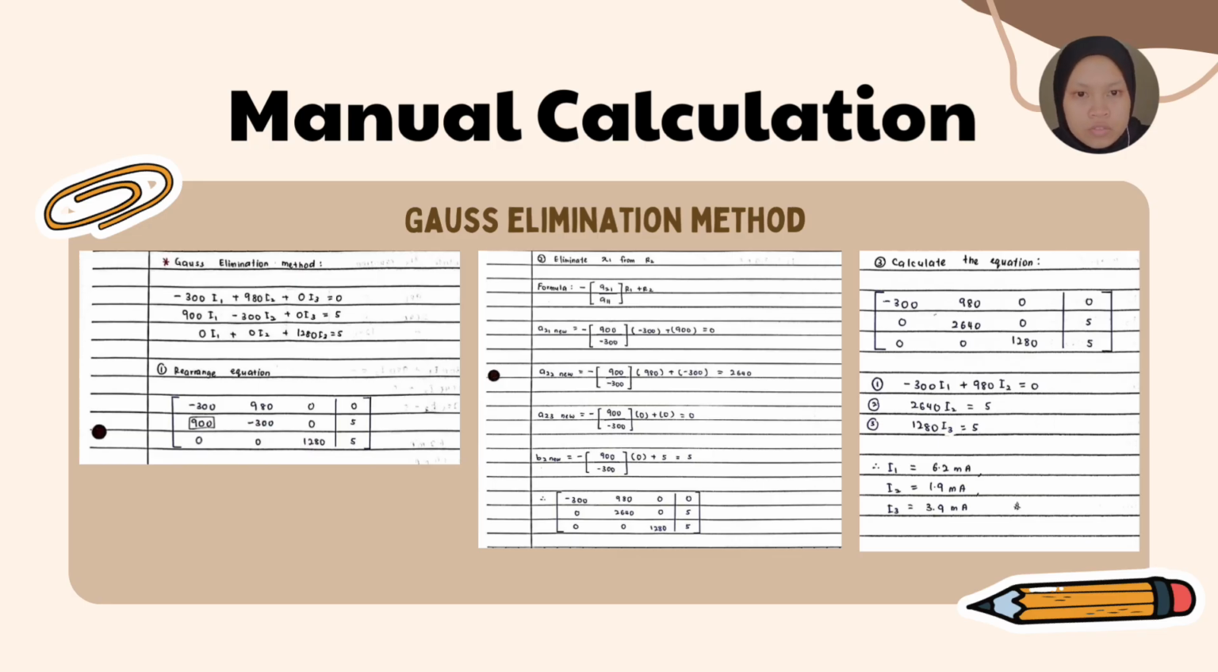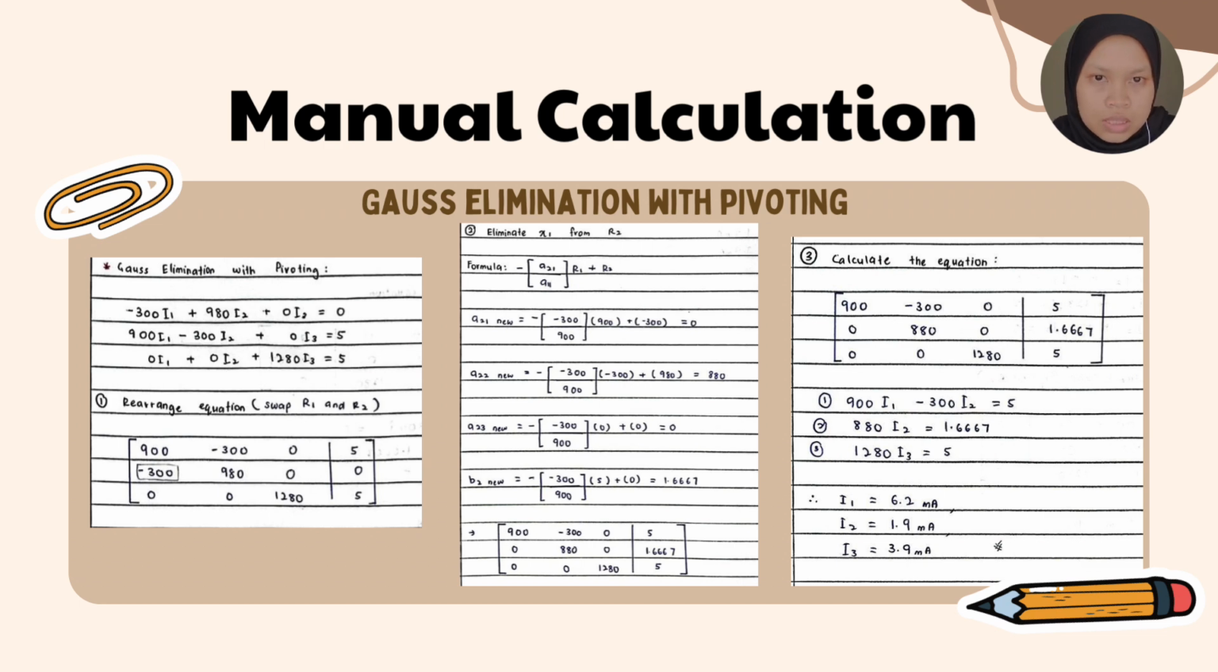Manual calculation. The first method, we will use the Gauss elimination method. Firstly, we need to rearrange the equations that we get from the circuit. Next, we need to eliminate x1 from R2 using the formula so it becomes 0. Because A21, A31 and A32 are already 0, we can simply use a calculator to get the values of I1, I2 and I3.